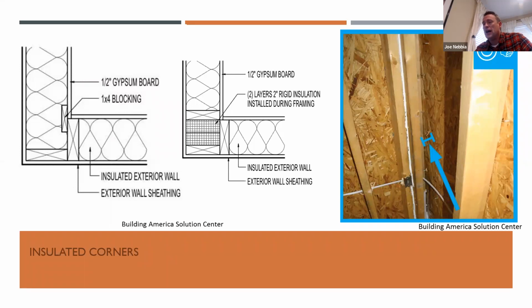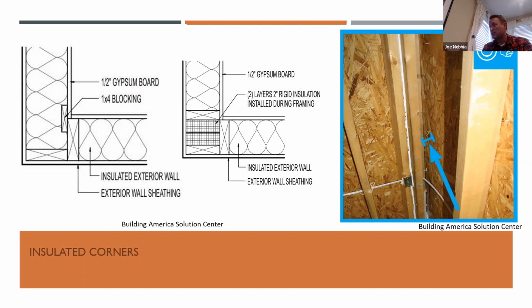Insulated corners, all corners must be insulated. So there really isn't an ability to use the old method of kind of a 3-stud corner that was empty, or a solid corner that was just all wood and not insulated. The corner has to be insulated. I have a few examples here. On the left, there's a furring strip that's been used. You could use a drywall clip, something like that, to essentially create this corner cavity with just a 2-stud corner.